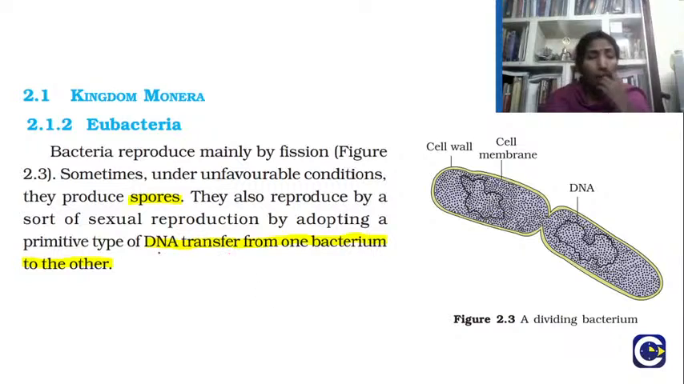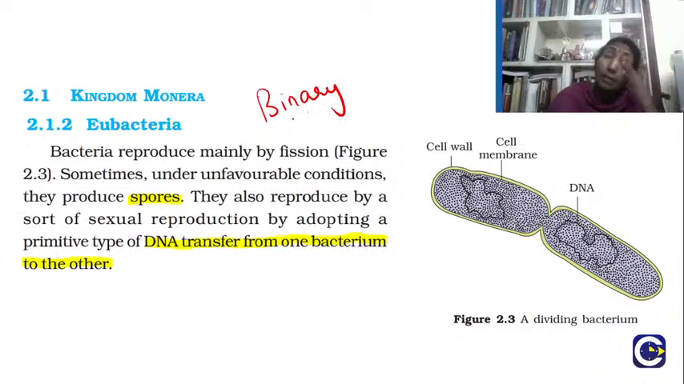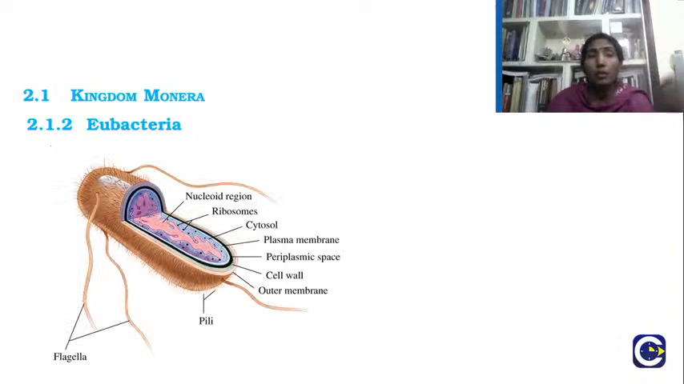Now coming to bacteria, they reproduce mainly by fission. Mostly they have binary fission, but under unfavorable conditions they will produce spores. There are many methods by which they adapt, where DNA will transfer from one bacterium to another. See, look at the eubacteria.